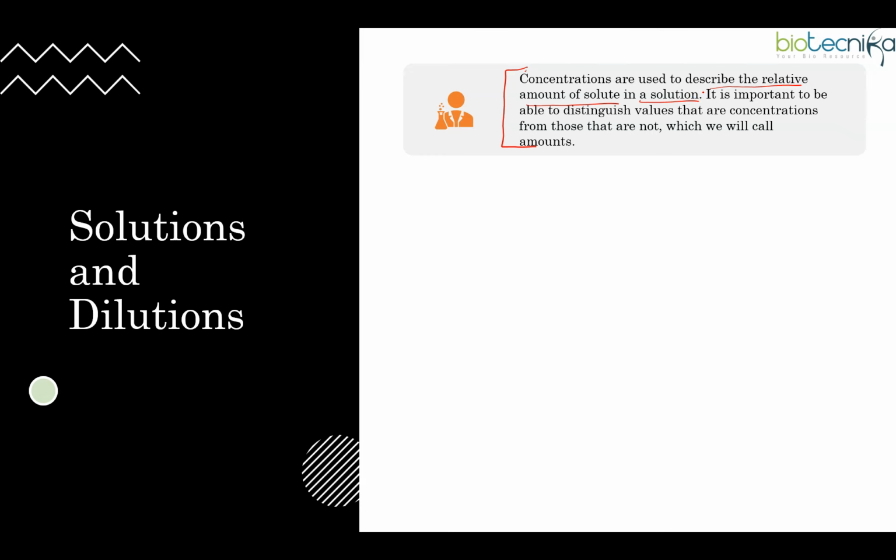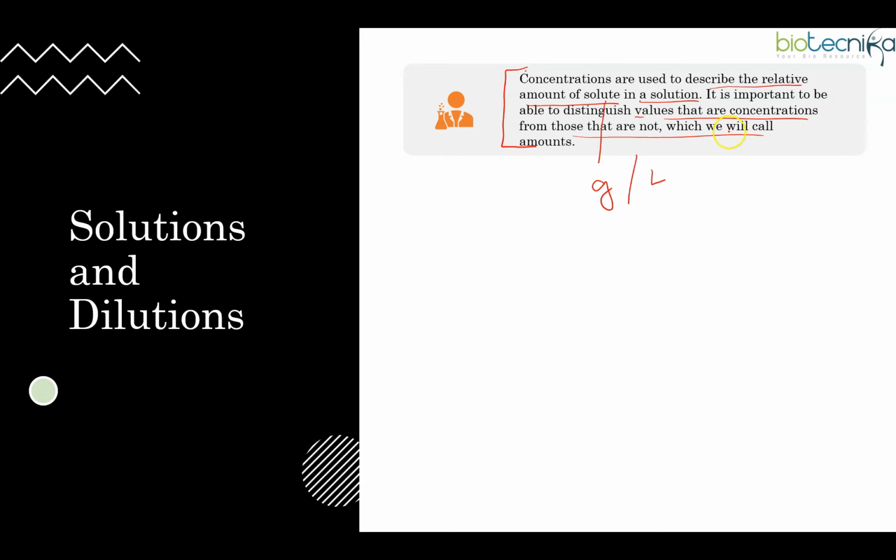Which means if you are supposed to express only the mass, you will use a single unit. That means grams. We were using grams or AMU or Dalton. But now that we have concentration, you have to say 2 units. That means the unit of the solute, which can be gram, and the unit of the solution, which can be liter or milliliter, anything like that. So it is important to be able to distinguish values that are concentrations from those that are not.